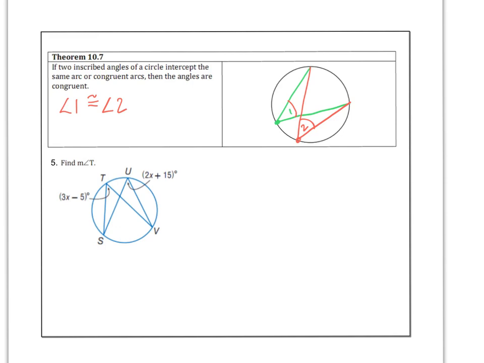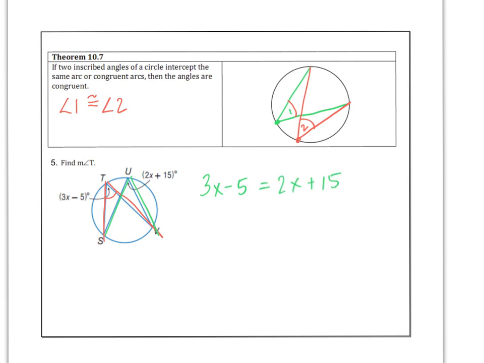Well, angle T is this angle right here. I can see that it opens up to arc SV. Well, on the other hand, angle U also opens up to arc SV. They both open up to the same arc. I don't know how big they are, but I do know they have to be congruent to each other. They both have to be half of whatever that arc is. So what I can say is 3x minus 5 must be equal to 2x plus 15.